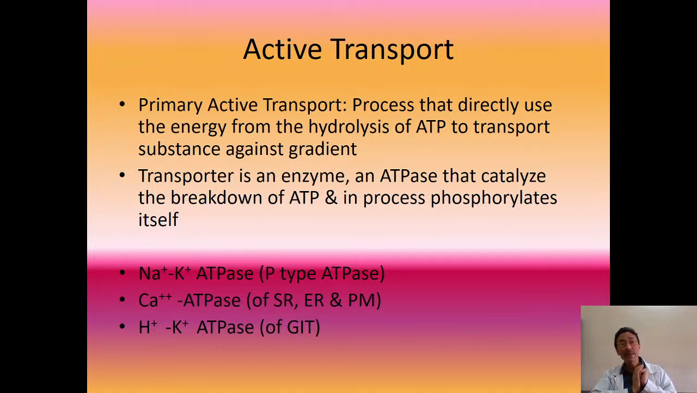Then another example we have is the hydrogen potassium ATPase. Where is this hydrogen potassium ATPase seen? It is basically an example of active transport seen most commonly in two areas of the body. One is the GI tract and the other is the nephrons. So what does it do in the stomach?